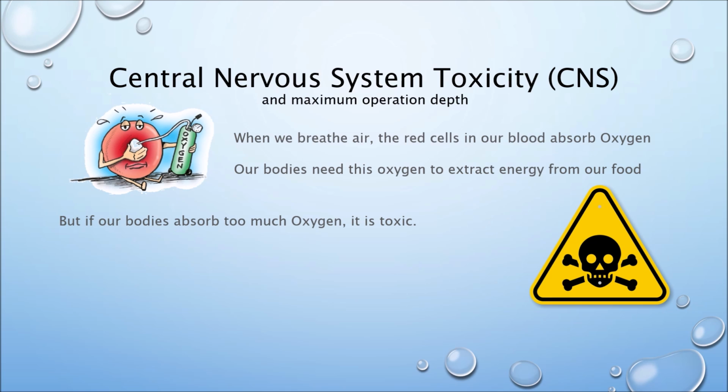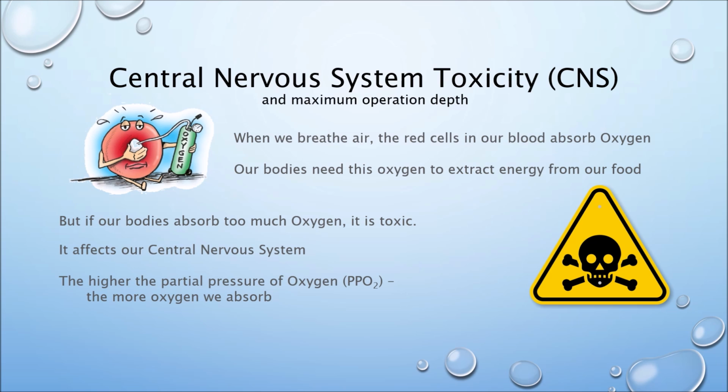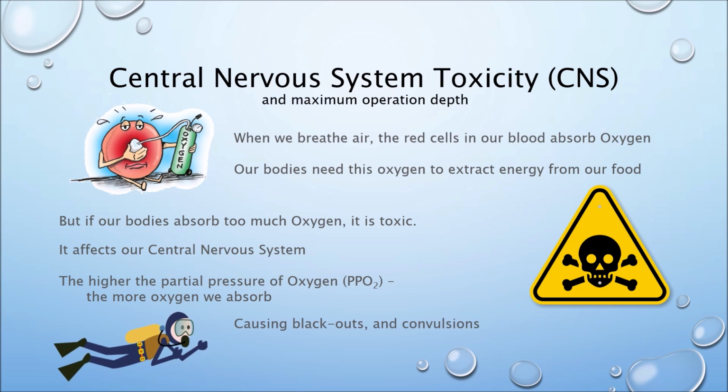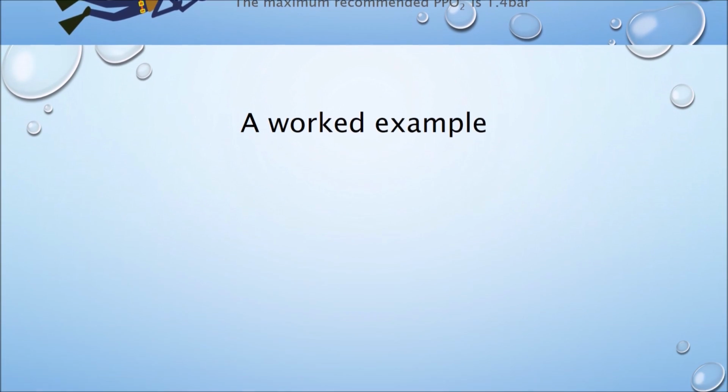If our bodies absorb too much oxygen, though, it becomes toxic. It affects our central nervous system, and the higher the partial pressure of oxygen, the more of it we're going to absorb and more quickly. This can cause blackouts and convulsions like this diver down here. So we've got a maximum recommended partial pressure of oxygen of 1.4 bar, but it will be reached at different depths depending on the gas.